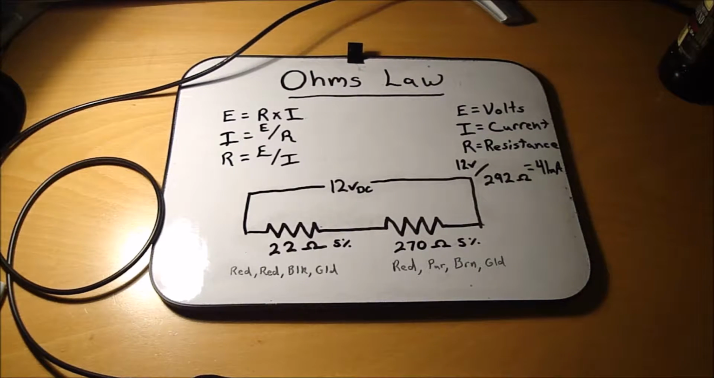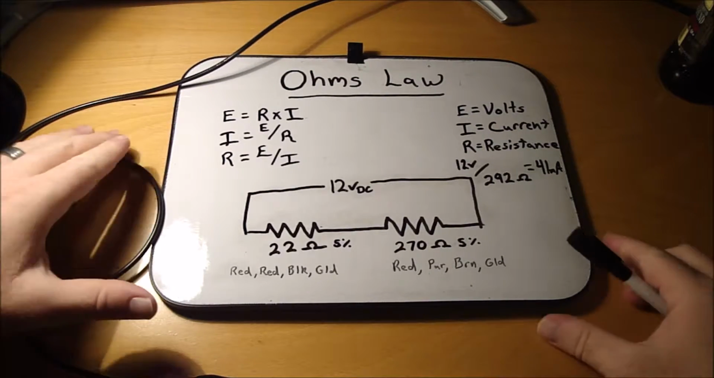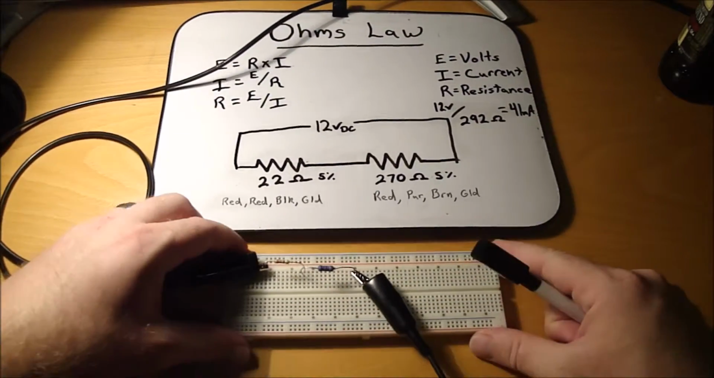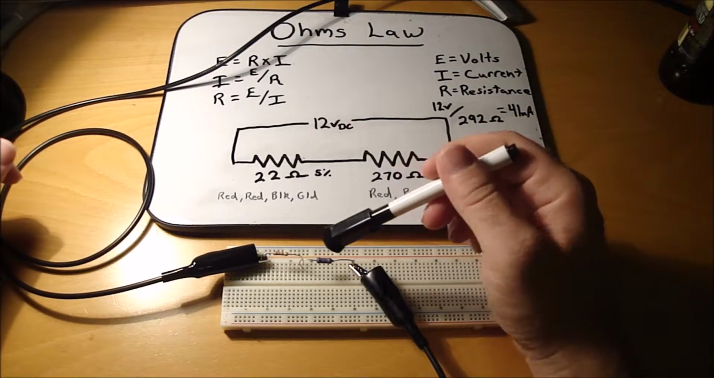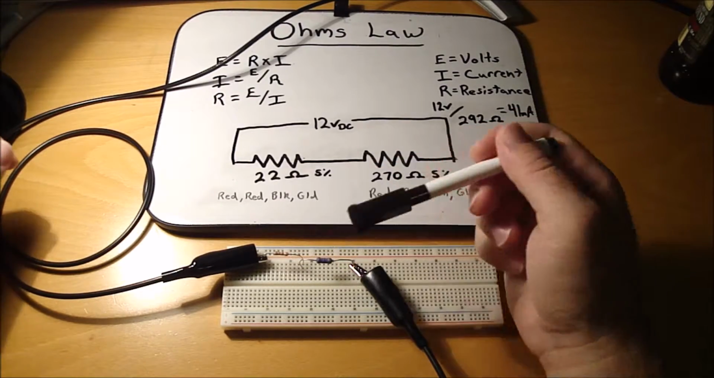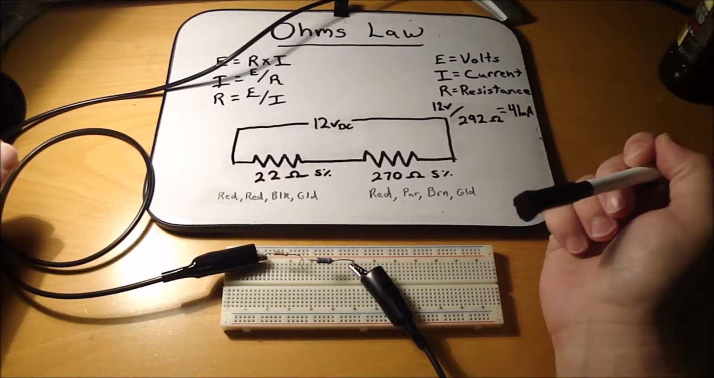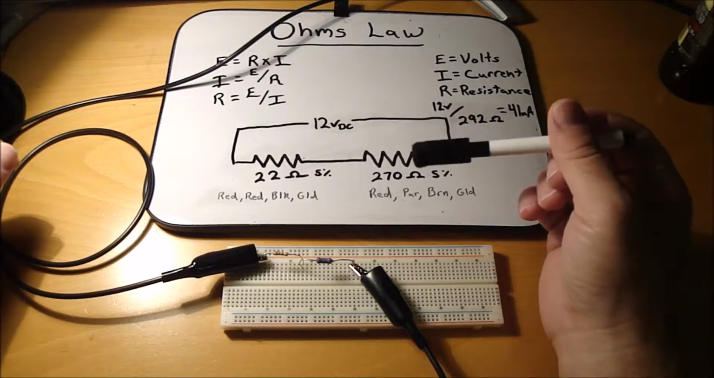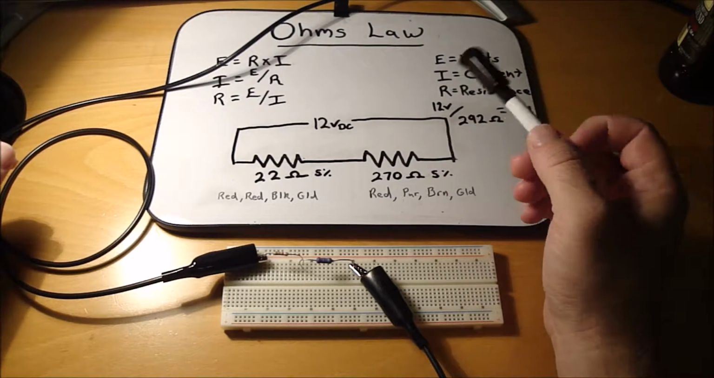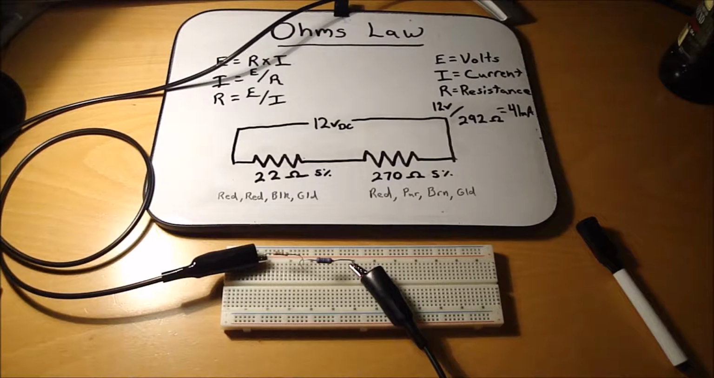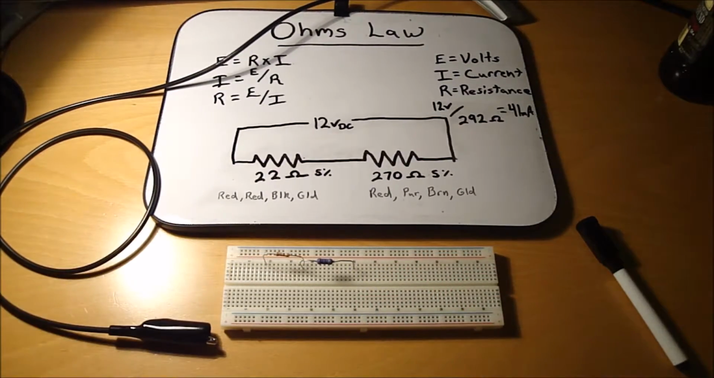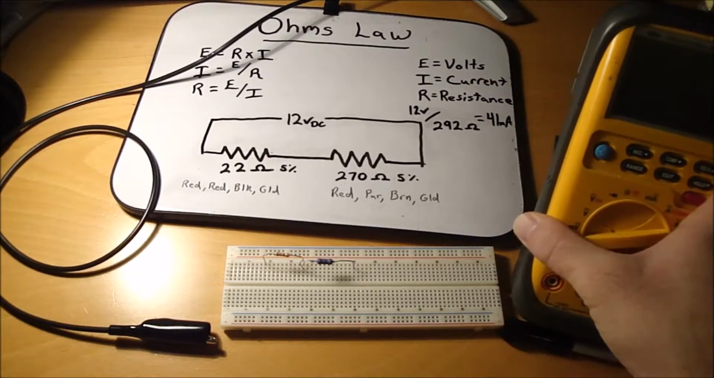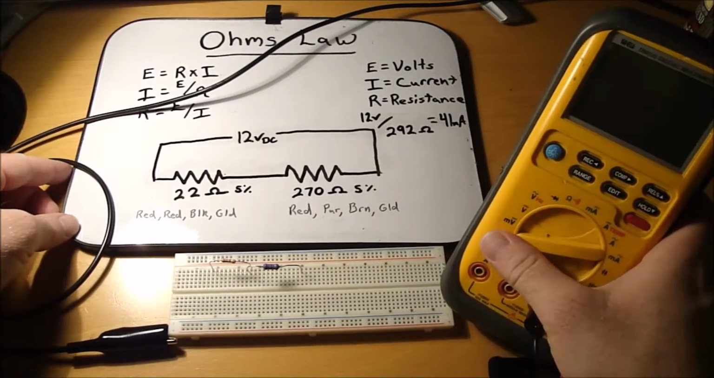Alright, so let's try it out on a real circuit. So here I got the same thing on my breadboard. I got a 22 ohm resistor and a 270 ohm resistor, 5% tolerance. And I'll put 12 volts to it from my power supply. Let's measure the actual resistance across these two resistors. Got my trusty multimeter here.